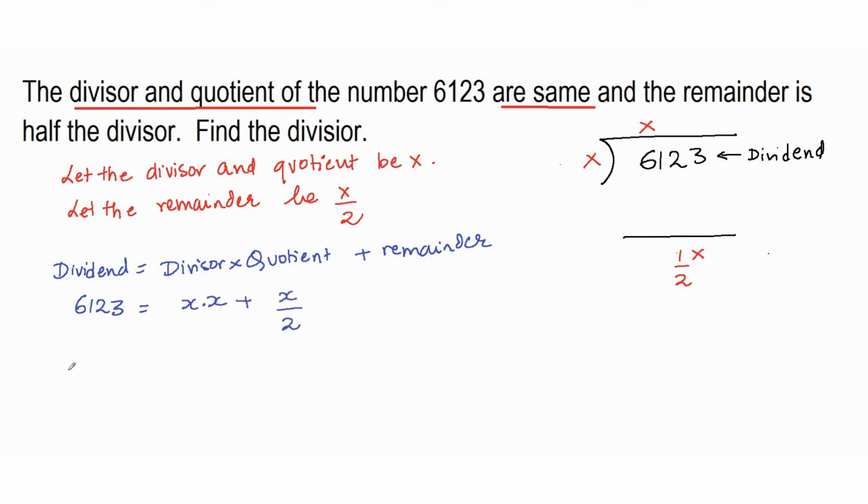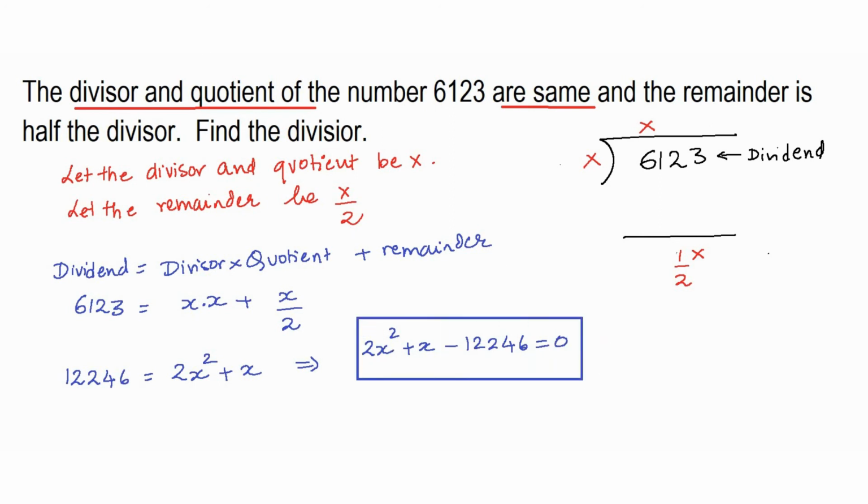Let's multiply the whole equation by 2. So I get 12,246 equals 2x square plus x, which means 2x square plus x minus 12246 is equal to 0. This is going to be my quadratic equation, right? So now I can think about how to split these terms. Let me pause for a minute and let you take a look at what was done here, and then we will try to split the middle term.